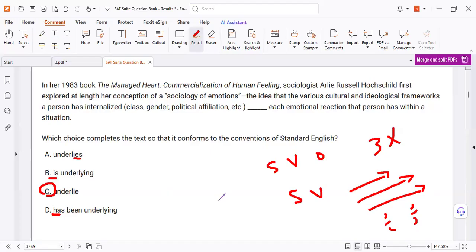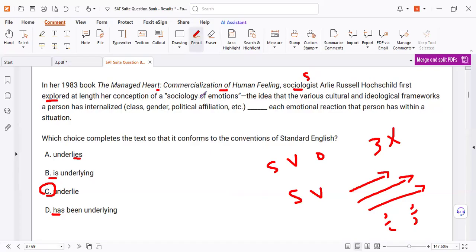Now take the sentence from the beginning to the end. The writer is a very gentleman. He used a lot of details. But we need to find the subject, so let's follow the rules. Explanation, this one. All right. Sociologist first explored at length her conception of sociology.